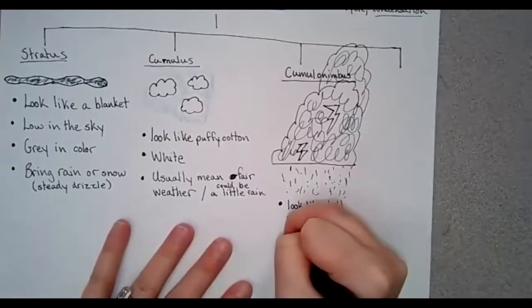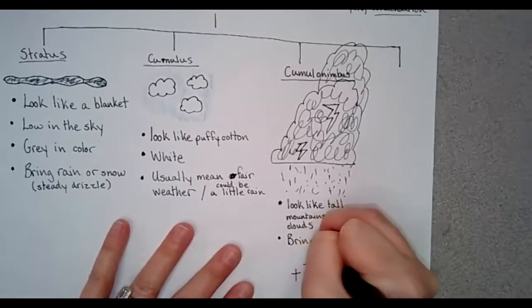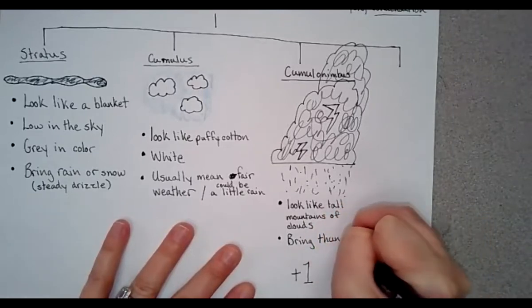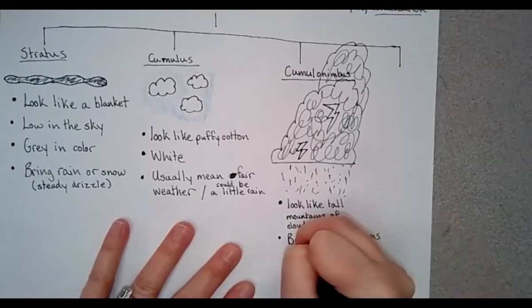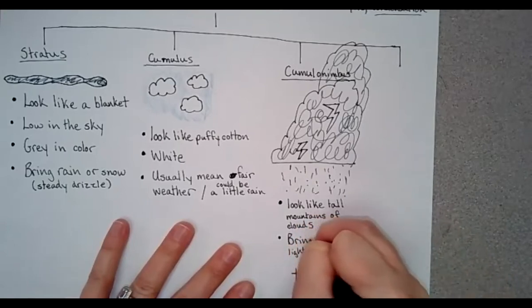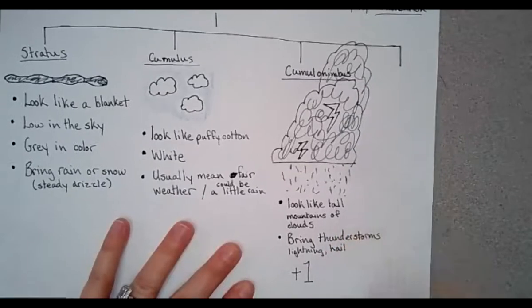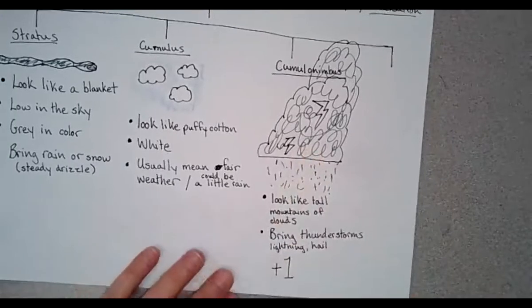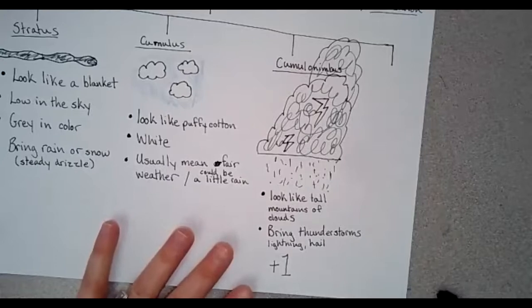Okay, when you see these, get inside. They bring thunderstorms, lightning, hail. Get inside if you see them. If you see these, it is time to run. Okay, cumulonimbus, tall mountain clouds.